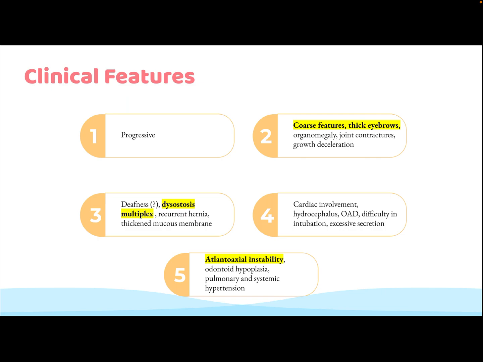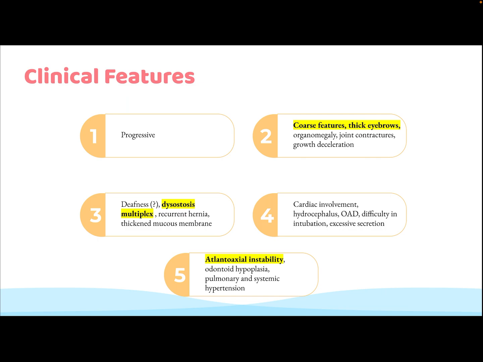Thick eyebrows, organomegaly، كل شيء حيصير عندهم كبير ومتضخم في الميوكوبوليساكرايدوزز، انه اتس لايك تجمع سكريات فتضخم الشيء. joint contracture، السكريات زي العسل تخلي شيء يتلزق، فيصير عندهم contracture في الجوينت يتلزقوا، ويصير عندهم growth deceleration.